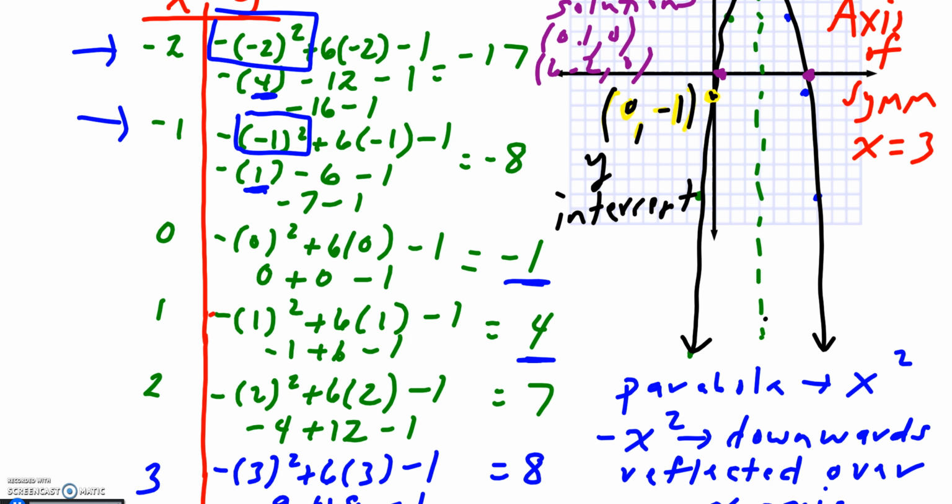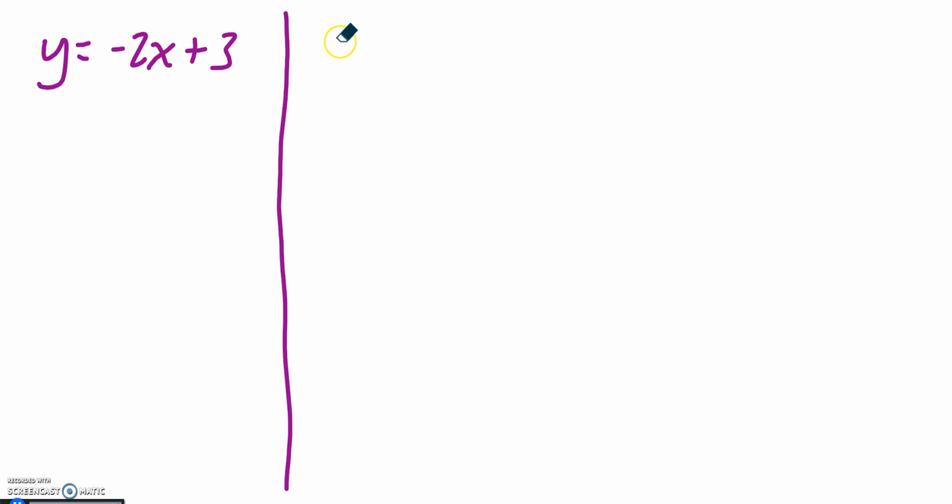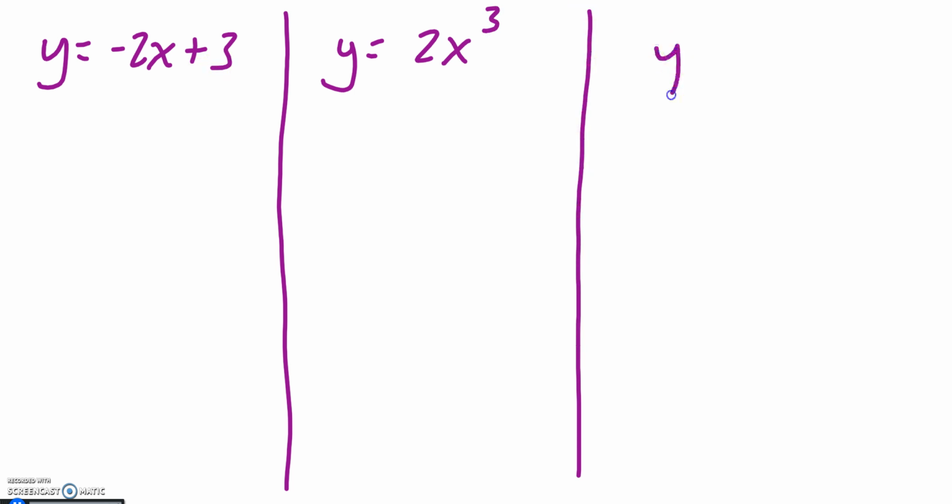Speaking of that, I want to give you a chance if you'd like to try other examples. So if you would like to try to graph these with a table, feel free. y equals -2x plus 3, y equals 2x cubed, same numbers on purpose, and then y equals the absolute value of x minus 3.